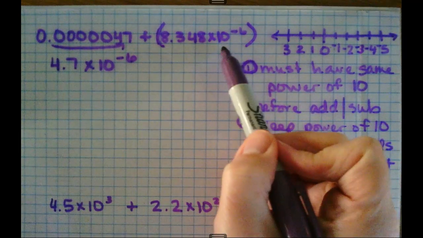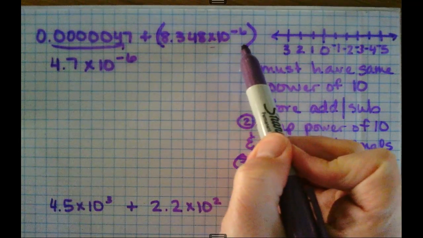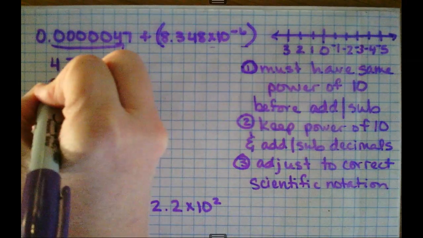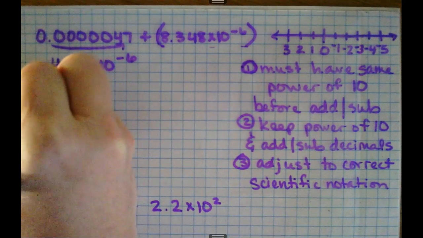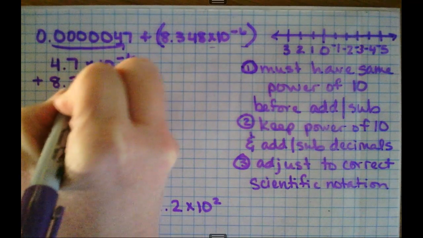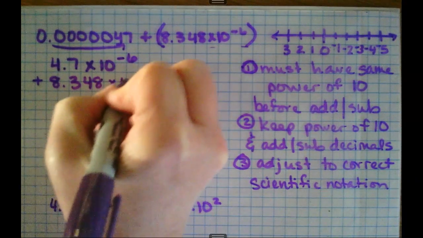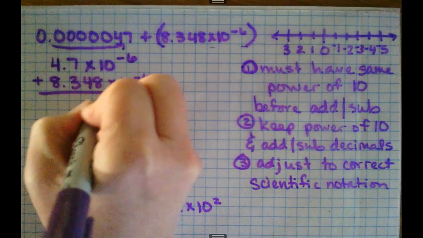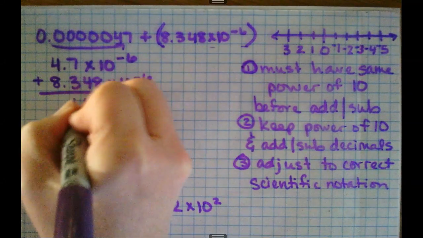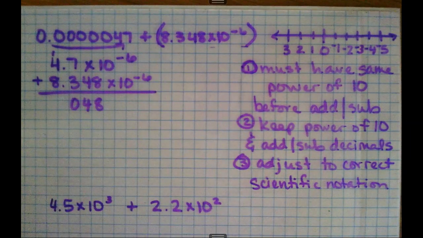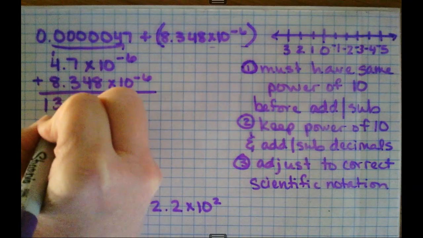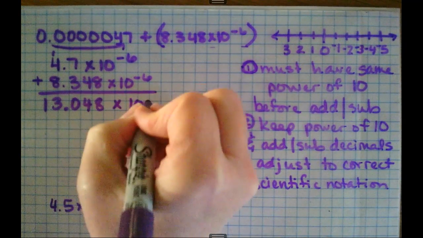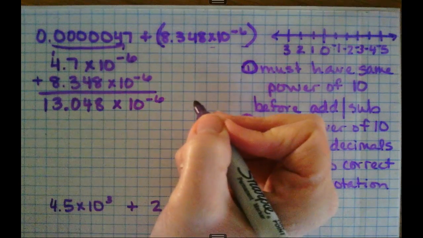Now, if I look at my other number, it already is written as a power of -6. So that means that I can line these up and add without changing anything. So this is plus 8.348 times 10 to the -6. And these would be zeros. So 8, 4, 7 plus 3 is 10. 4 plus 8 plus 1 is 13.048. And for right now, I'm going to keep that power of 10 to the -6.